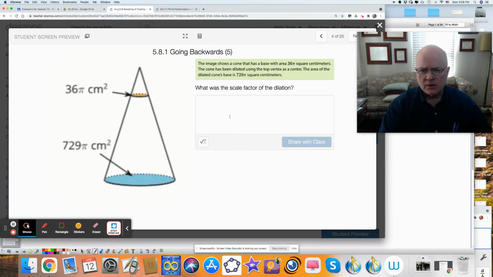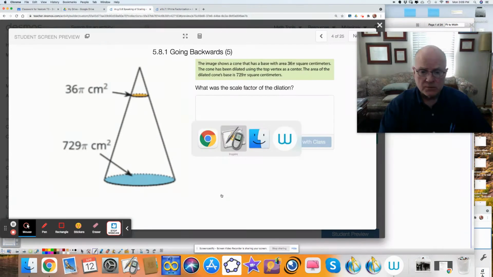And this was our initial problem. You're given an image or picture of a cone that has a base of 36 pi square centimeters. That's the orange. The cone has been dilated using the top vertex as the center or the point of dilation. The area of the dilated cone's base is 729 pi square centimeters. What is the scale factor that is used?